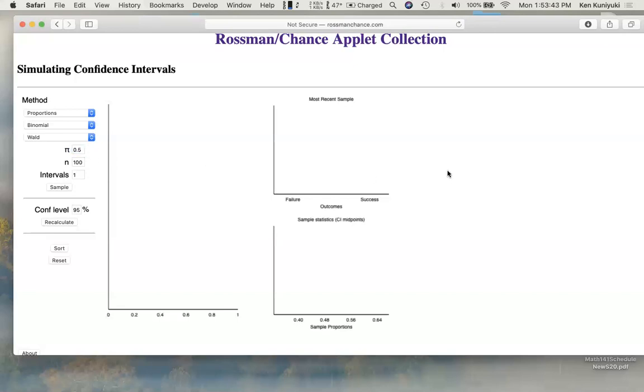We're just flipping a coin and we're constructing confidence intervals and seeing what we get. So let's say that we flip this coin 100 times. We don't know that it's fair, but the applet knows the coin is fair.